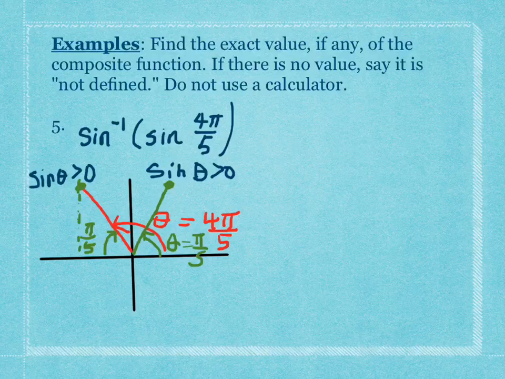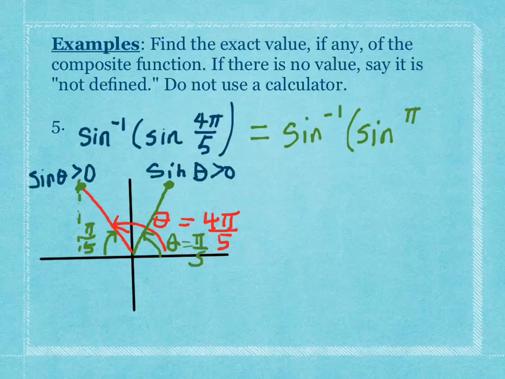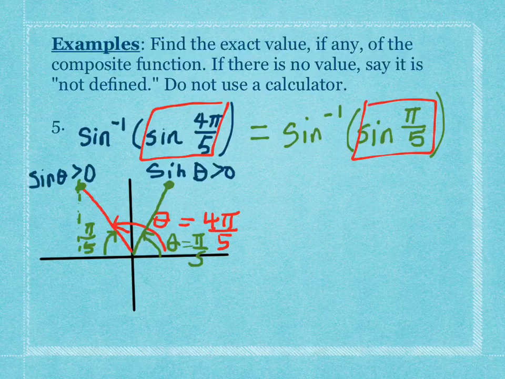So I can actually change this to say inverse sine of the sine of pi over 5. Because the sine of 4 pi over 5 and the sine of pi over 5 are equal. That's why we went through all of that work with the picture. These two are equal to each other. And you checked it with the calculator just a moment ago to make sure that I was not making things up, right? And it worked.